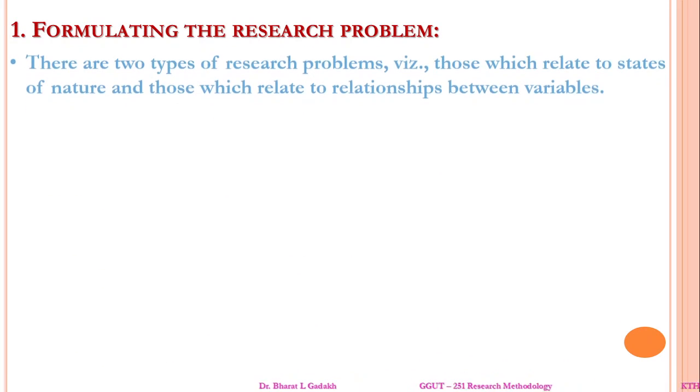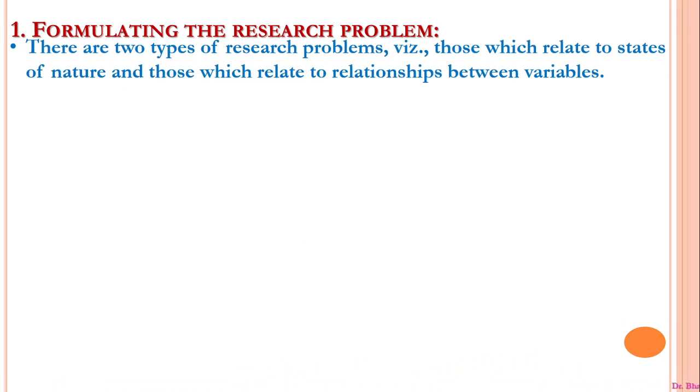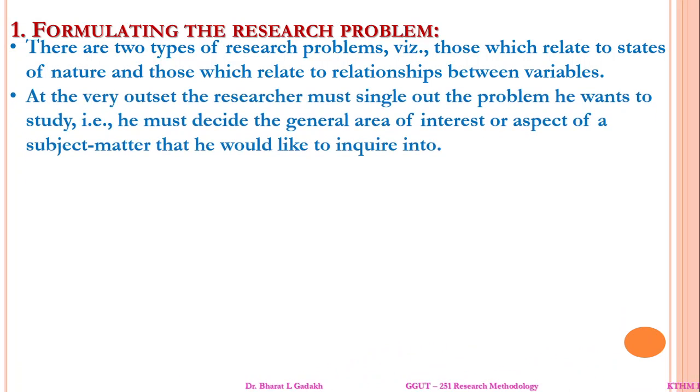Now, one by one, formulating the research problem. There are two types of research problem: those which relate to the state or nature of something, and those which concern the relationship between variables. At the very outset, the researcher must single out a problem he wants to study. He must decide the general area of interest or aspect of the subject matter that he would inquire into.